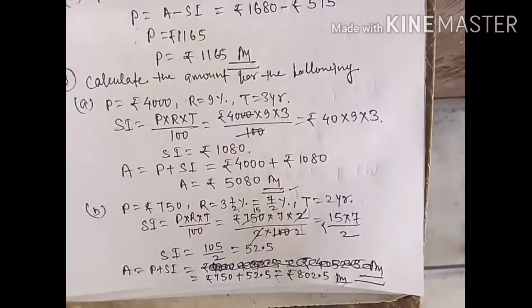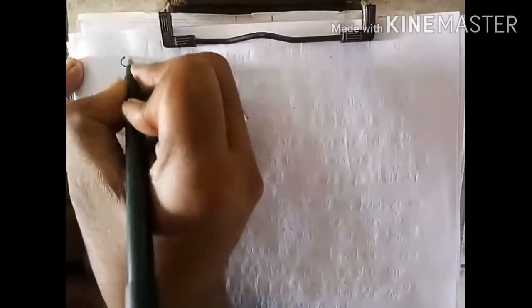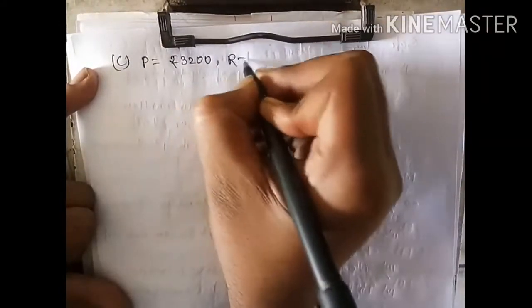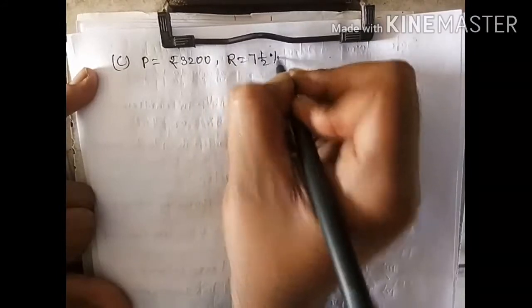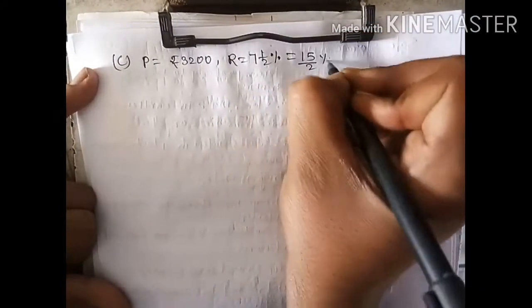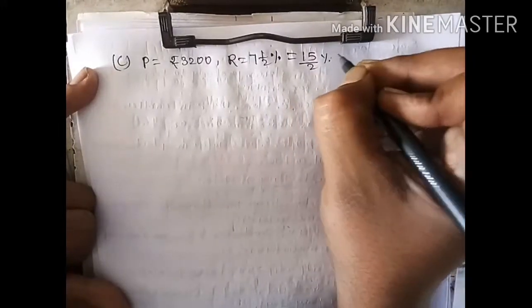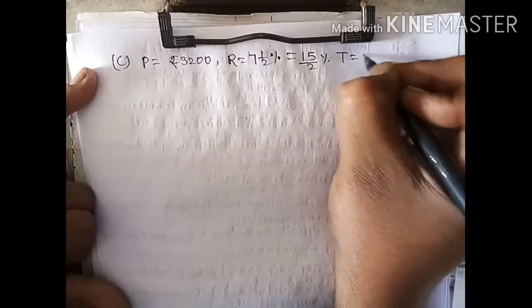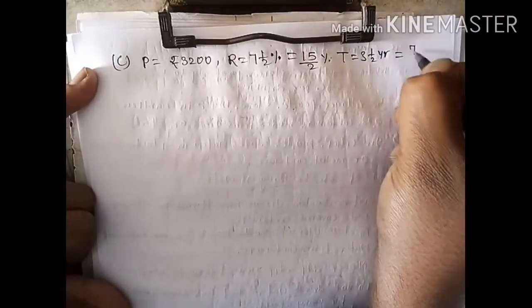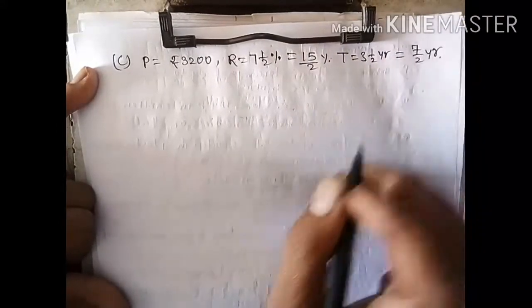Now in question number C, here principal is equal to ₹3200, rate of interest is equal to 7 whole 1/2%. This is in mixed number, so write into improper fraction, that is 15/2%. Time is equal to 3 whole 1/2 year. This is also in mixed number, so write in improper fraction, that is 7/2 year.